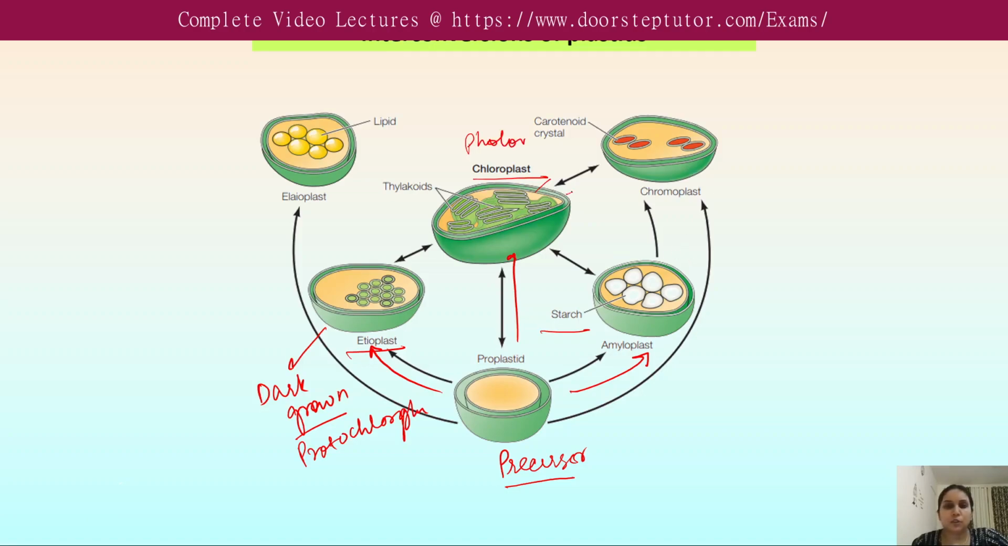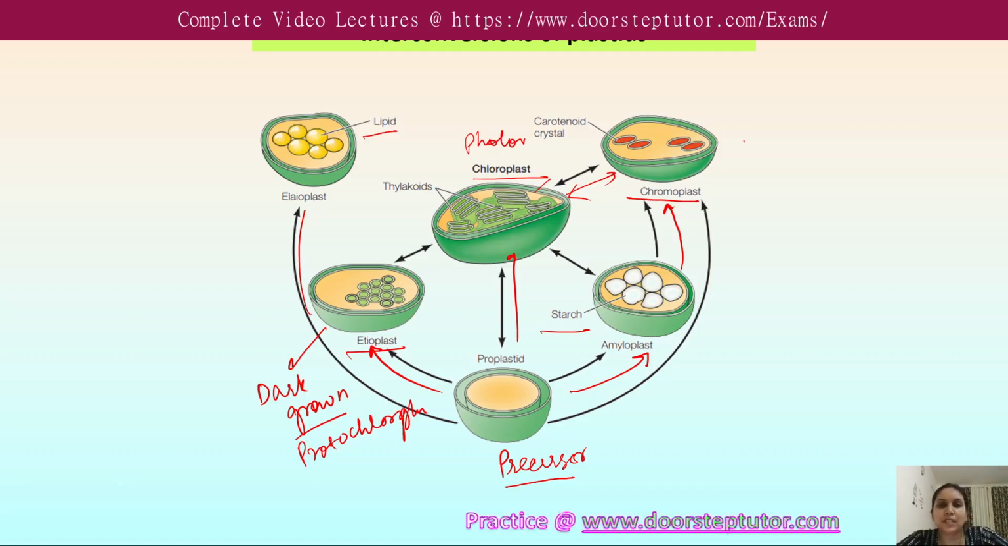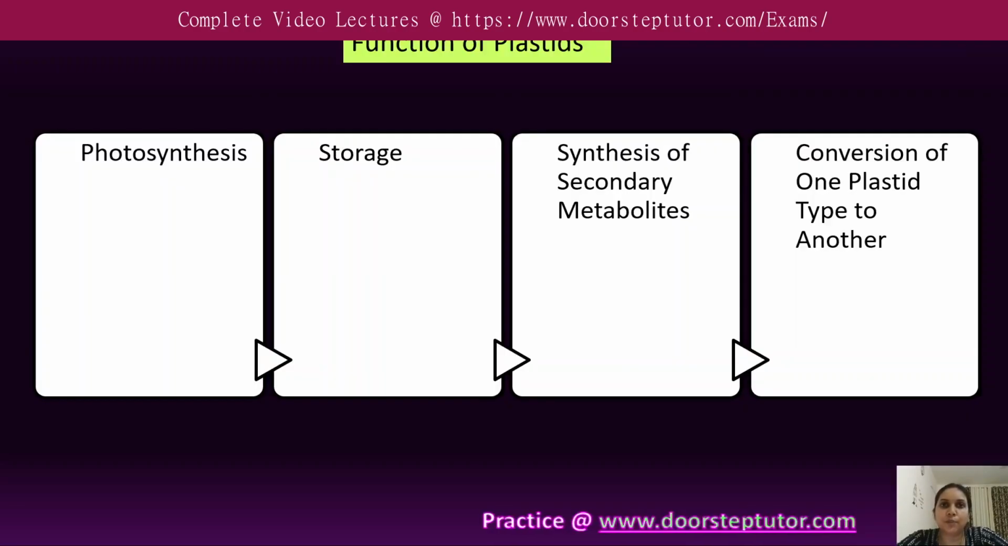The chloroplast can be interconverted to the chromoplast, or the amyloplast can form the carotenoid-containing plastid. The elaioplast can be formed, which consists of lipid. So these interconversions of plastids are possible as per the availability of the cell's function and environmental stresses. They interconvert to each other, and the pigment also gets converted to another form of pigment.